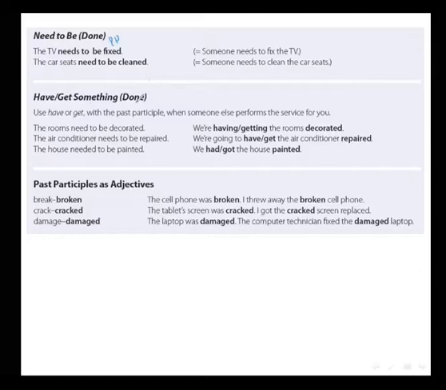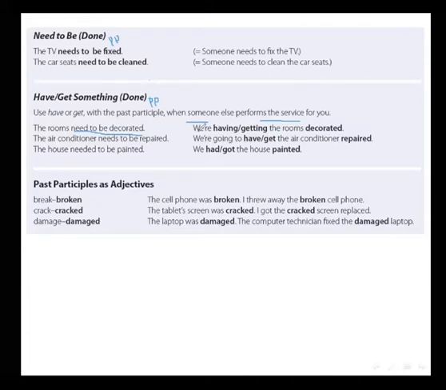It's have or get something done. Done here is the verb in past participle. We use have or get with the past participle when someone else performs the service for me. Okay? For example, the rooms need to be decorated. Do I decorate the room by myself? No, I need someone to perform the service for me.